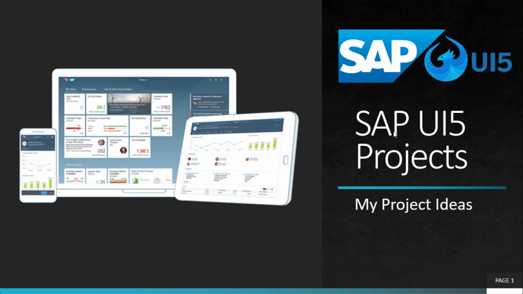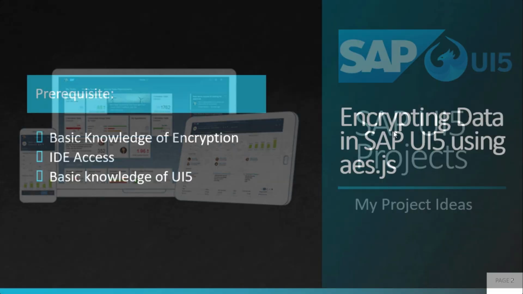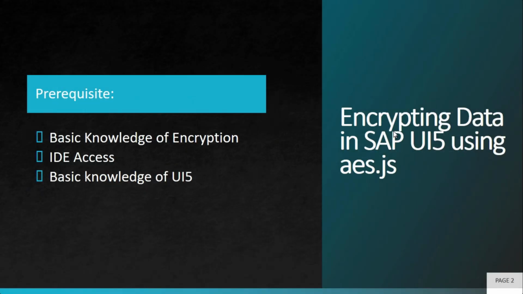Welcome to my project ideas. This is an ongoing series on SAP UI5 projects. And in this video, we'll learn how to do encryption and decryption of any data in SAP UI5 using a scripting file called AES.js. So you need to have a basic understanding of the encryption and decryption process, why exactly it is required. And certainly you need to have IDE access.